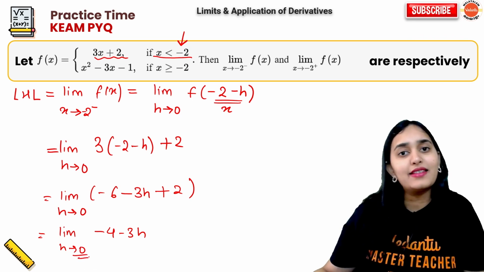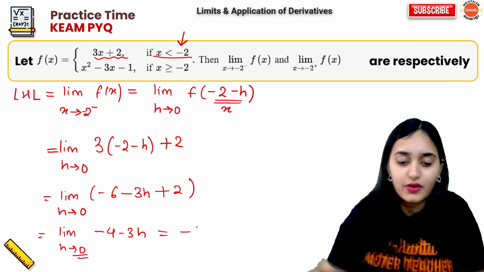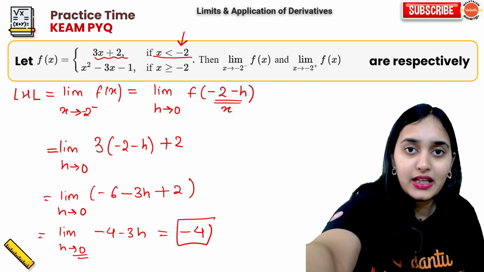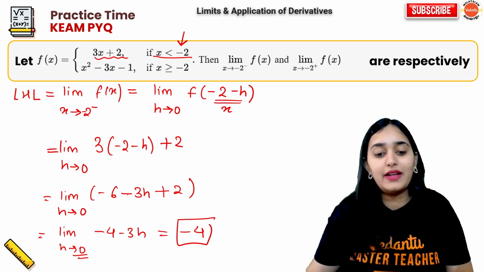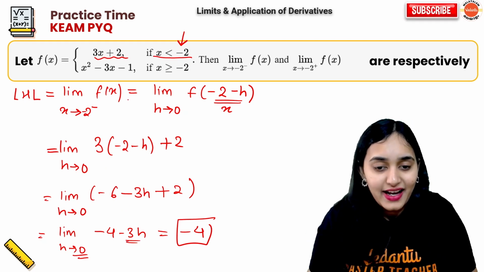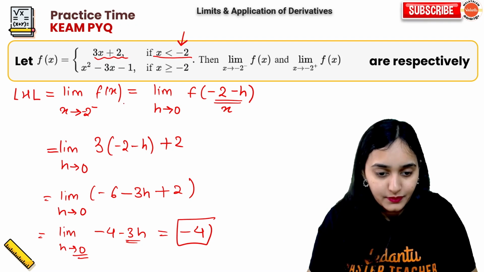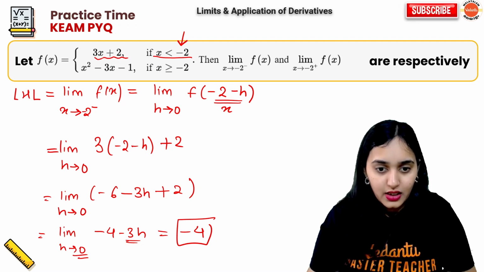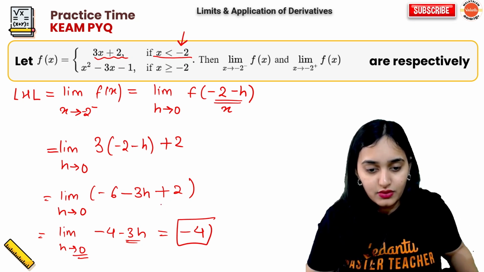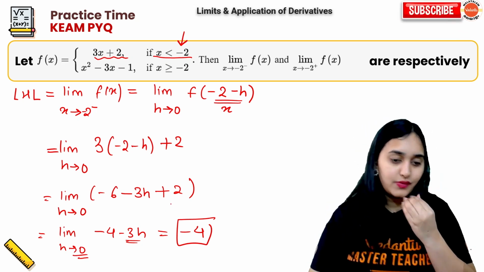Now you put h is equal to 0. What do you get? You get minus 4 as the answer. Right? You get minus 4 as the answer because when h is 0 then this value becomes 0. So minus 4 is the answer. Okay. And should we cross check? 3 minus 2 plus, yeah, correct. So we get minus 4.